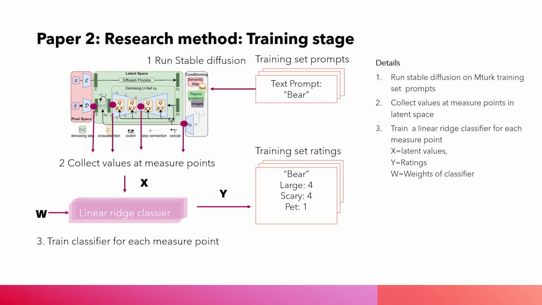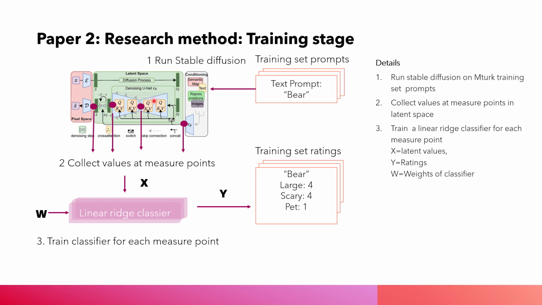The research of this paper is performed in two steps. First a training stage and then a validation stage. This slide shows the training stage. The training stage runs the Stable Diffusion model for each noun from the training set and then collects the generated values at the measure point in the latent space, indicated in purple here in the slide.